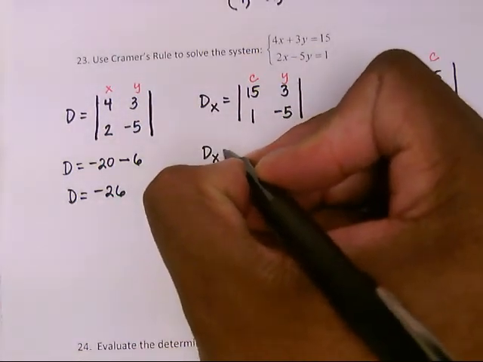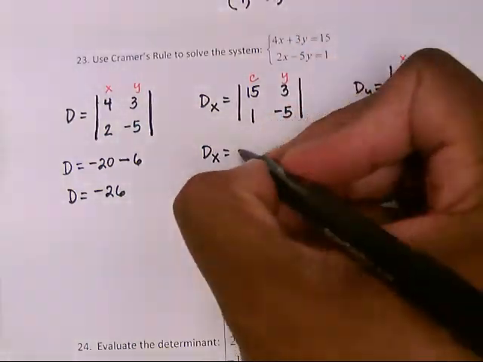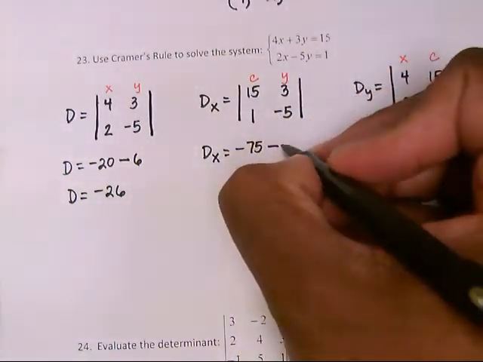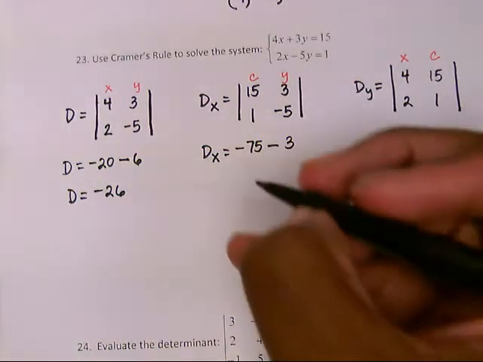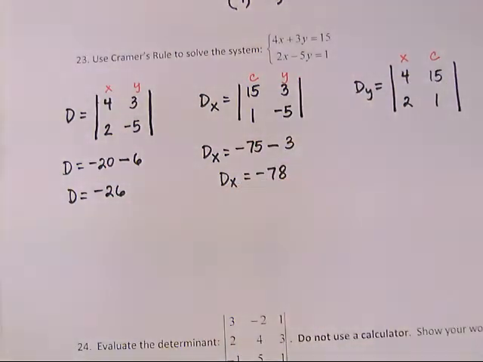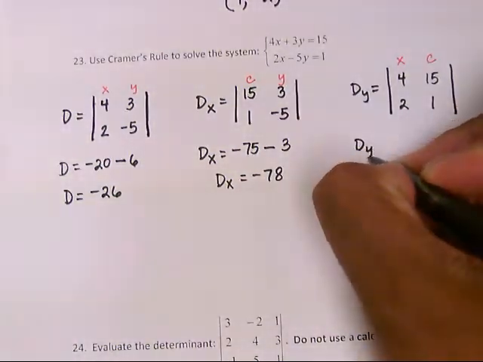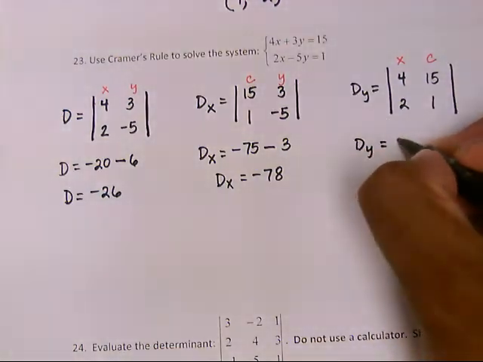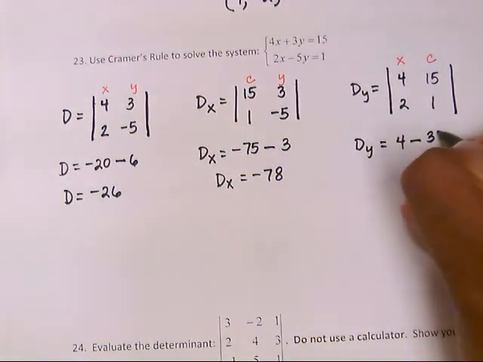D sub x, we do the same thing. The product of this diagonal in this direction, 15 times negative 5, that's a negative 75, minus the product of this diagonal, 1 times 3, that's 3. And now negative 75 minus 3. That's negative 78. And then for D sub y, that's the product of this diagonal here, 4 times 1, which is 4, minus the product of this diagonal, 2 times 15. That's 30.